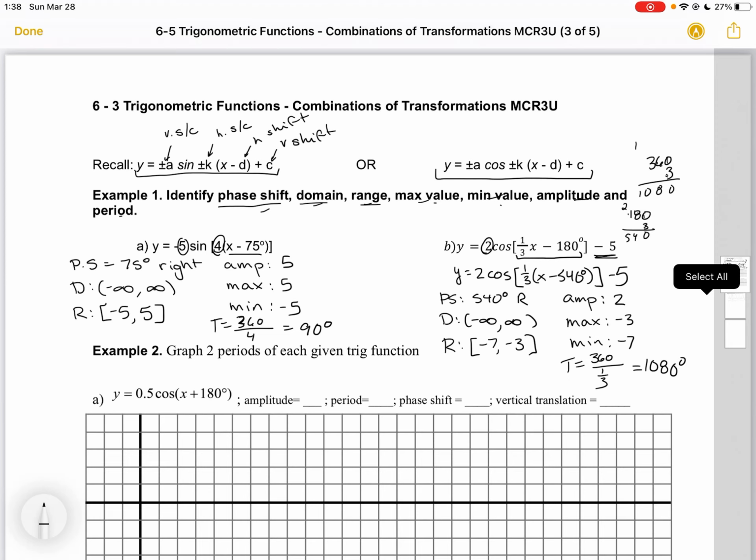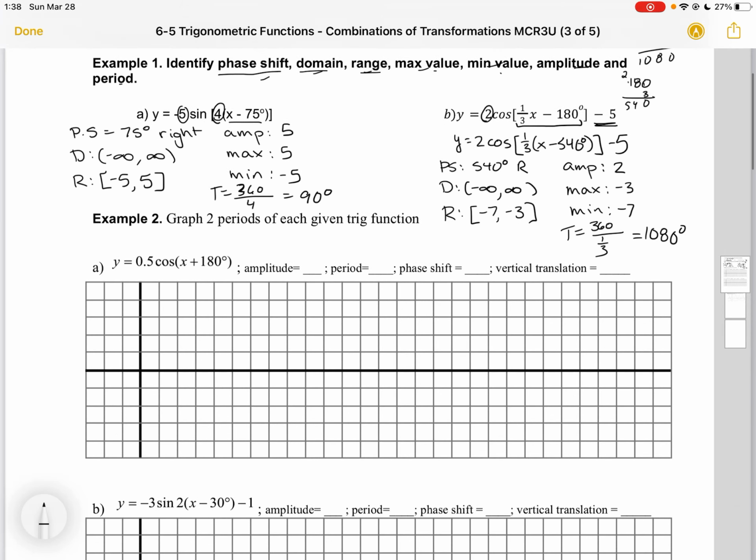So let's do some examples of actually applying those characteristics and graphing them on the grid. So here, my amplitude is my A value, which is 0.5. My period is going to be 360 degrees because my K value is just 1. My phase shift is 180 degrees left, and my vertical translation is none.